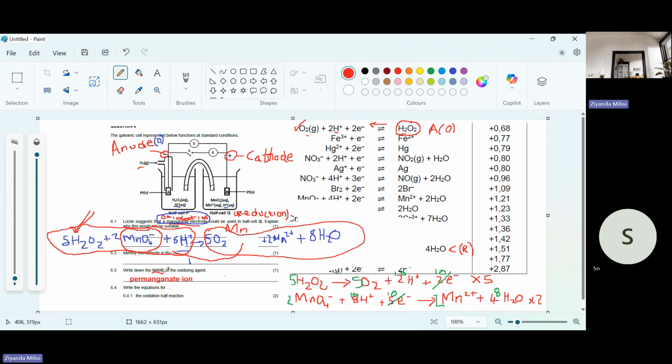Okay. But the question says it wants the name, not the symbol. You can't say MnO4 minus. They say write down the name, not the symbol. Now, what is the name of MnO4 minus? It's a permanganate ion.